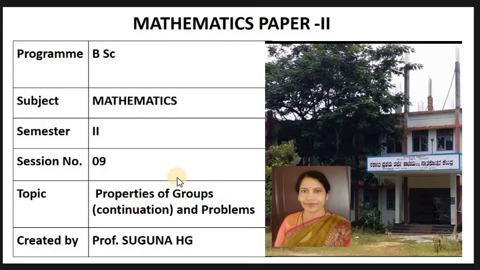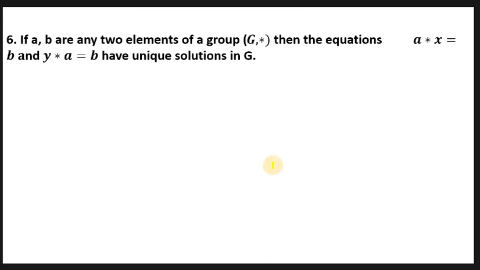In this video, I am presenting you properties of groups, continuation and problems on it. Property 6. If A and B are any two elements of group G star, then the equations A star x is equal to B and y star A is equal to B have unique solution in G. So here we have to show that both of them have unique solution.